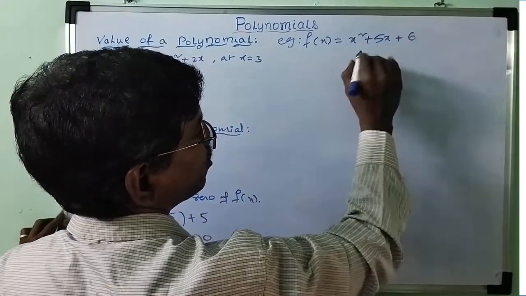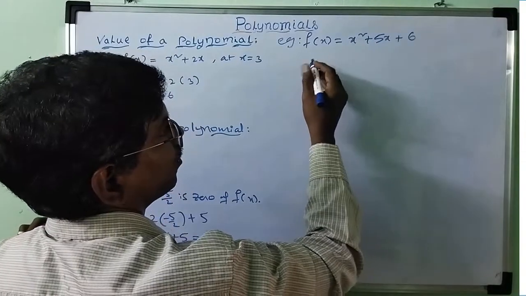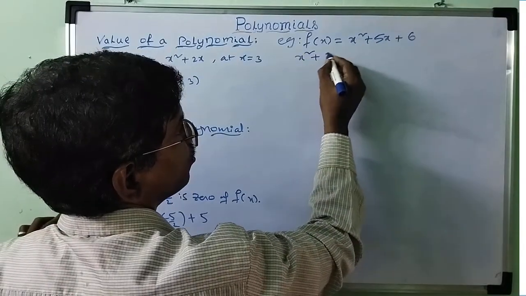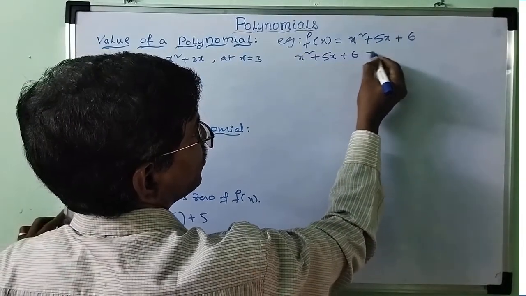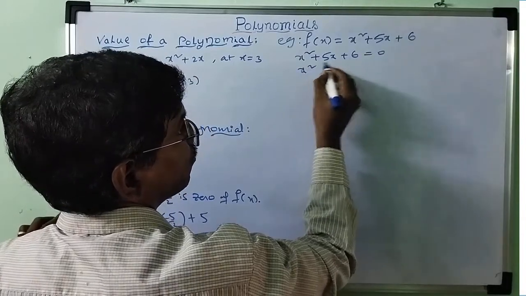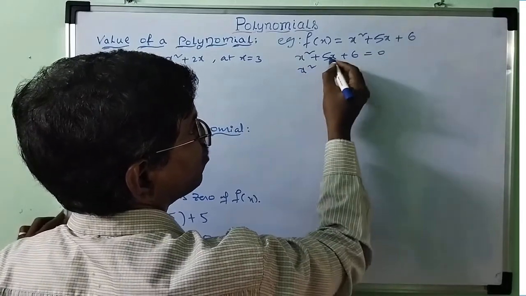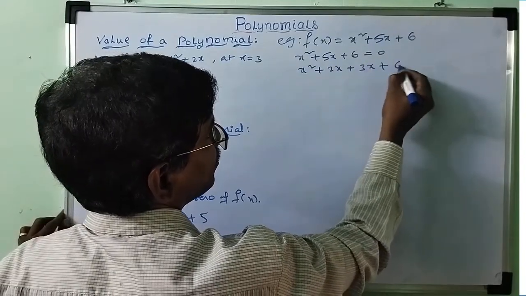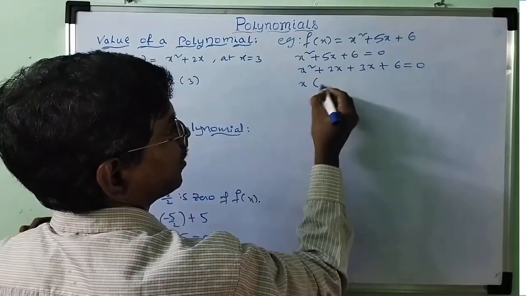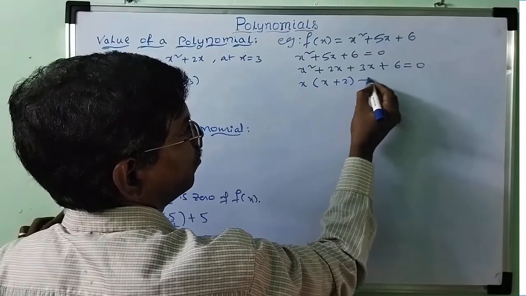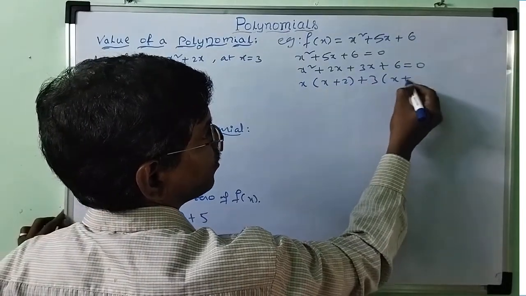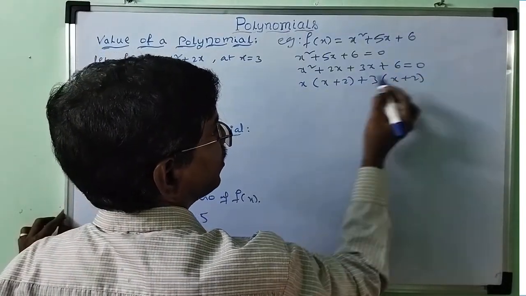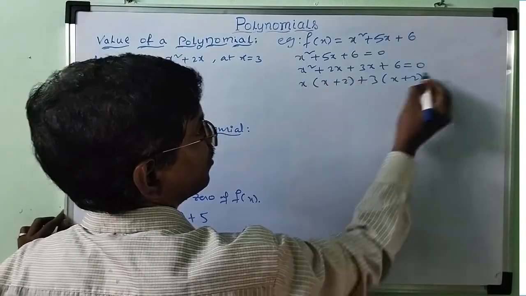We can split this into factors and then find the x values. I am equating to 0: x square plus 5x plus 6 equal to 0. Factors of 6 are 2 and 3, so I am writing 5x as 2x plus 3x, plus 6 equal to 0. Taking x common here: x into (x plus 2), plus 3 into (x plus 2). In these two I am taking 3 common, in these two I am taking x common.